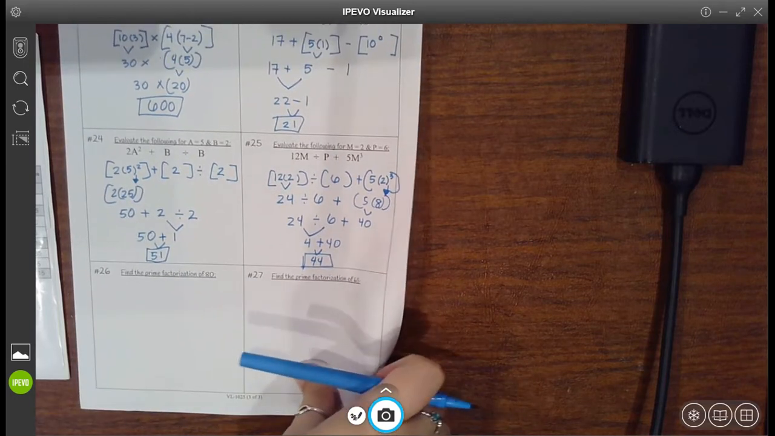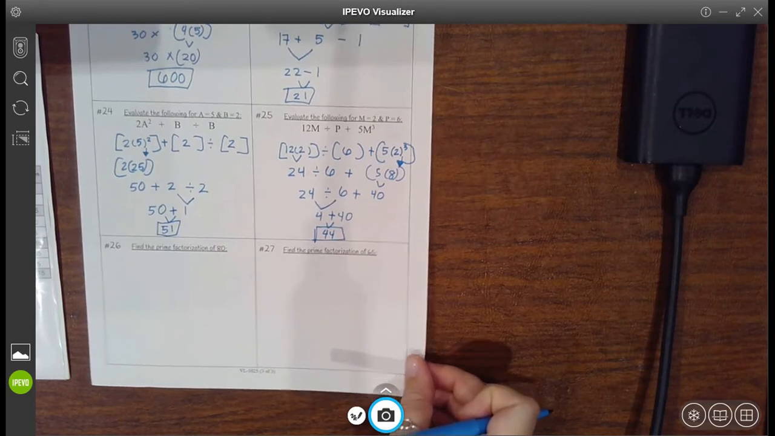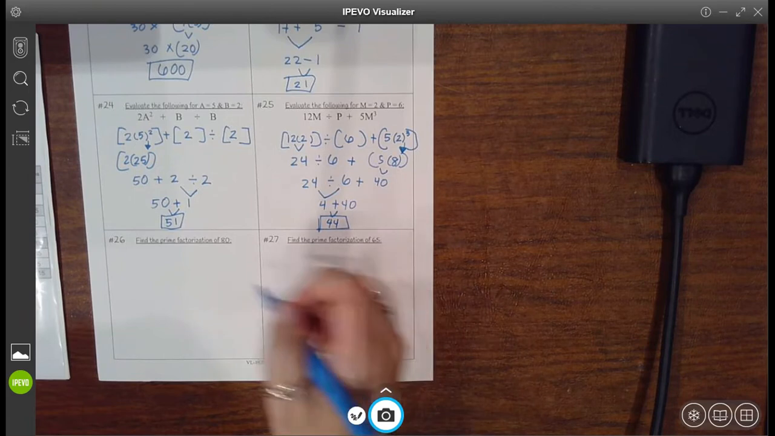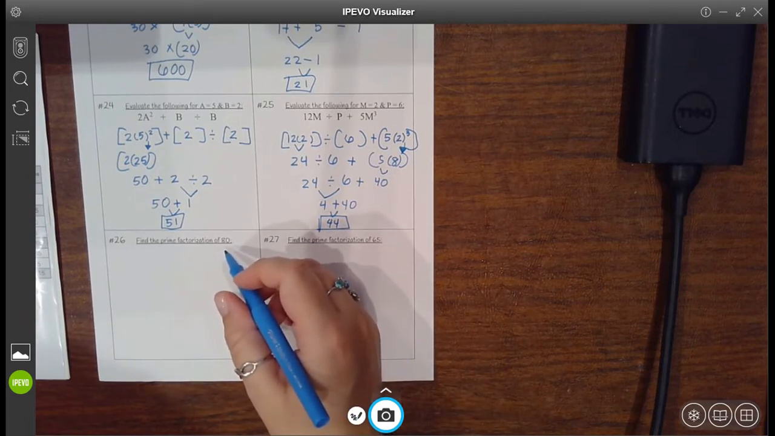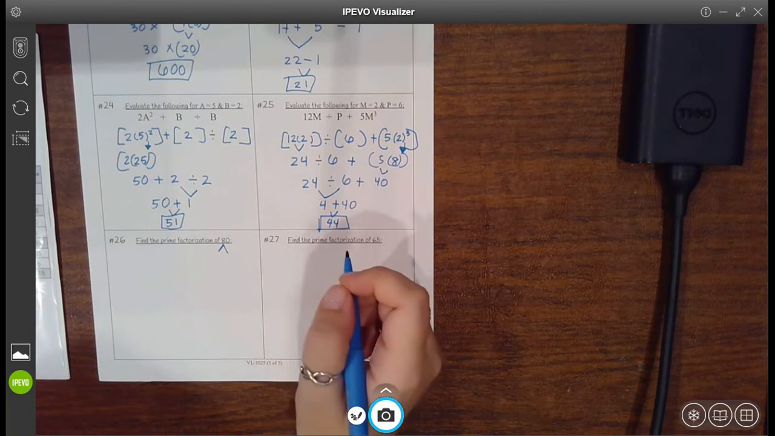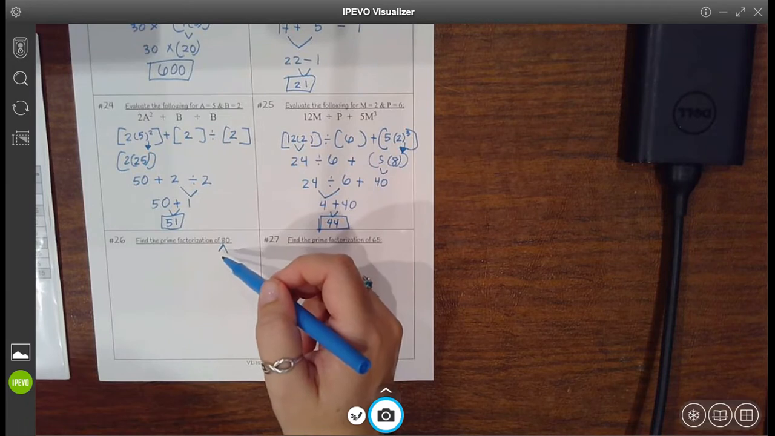All right, we are moving quite along. We're almost done. Hopefully you still remember how to do prime factorization. That means I'm going to break this down into only its prime factors. So how can 80 break apart? There's so many options. Definitely pause the video, try it yourself, and then come back.